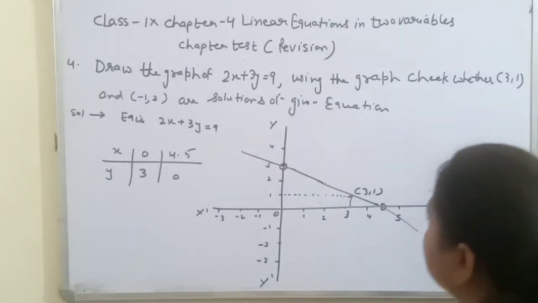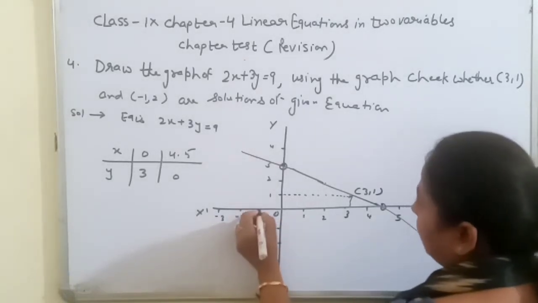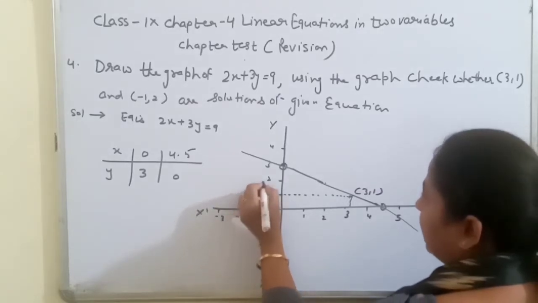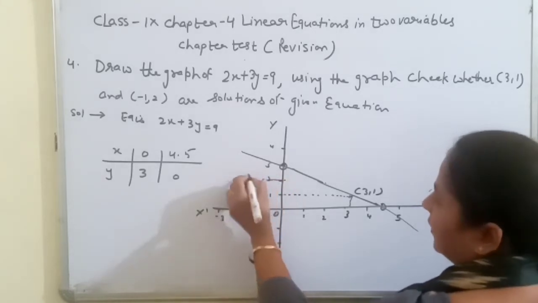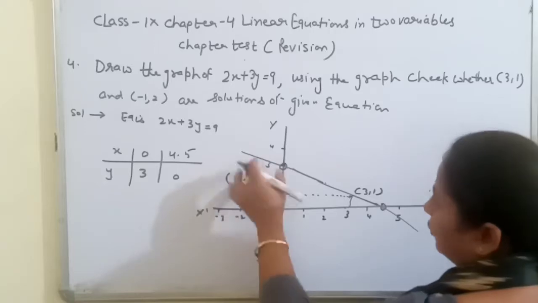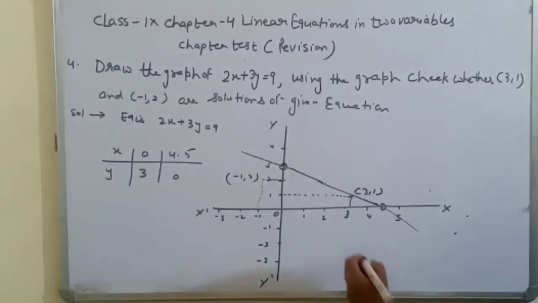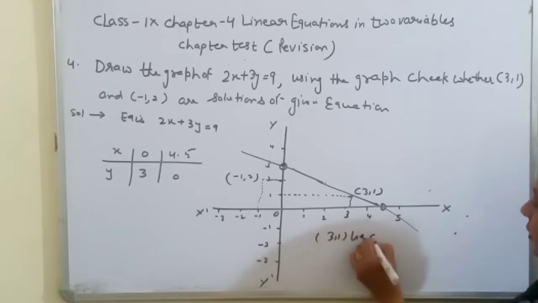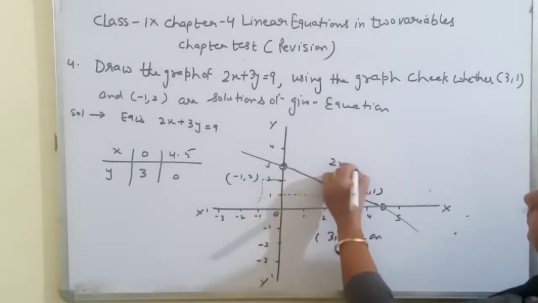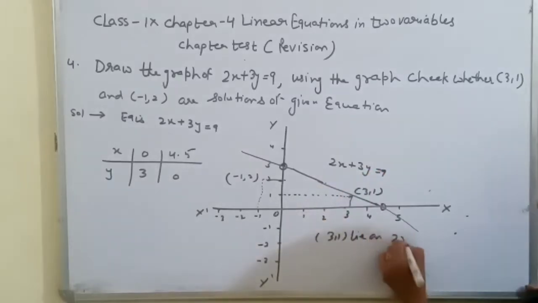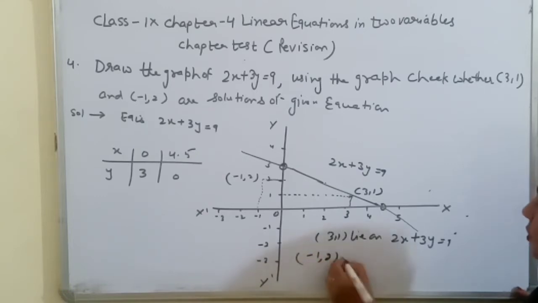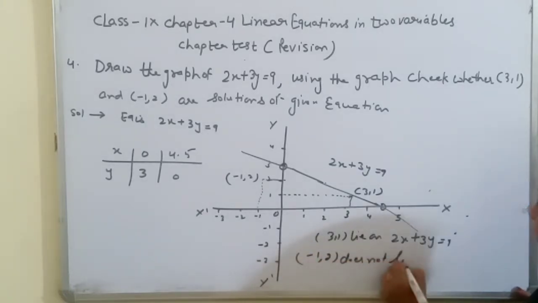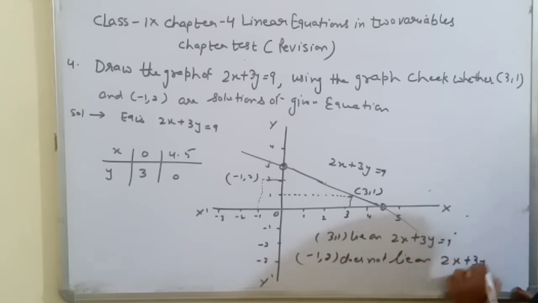Second, x is minus 1, y is 2. You can see here that minus 1 and 2 does not lie on the given straight line. So here we can say that 3 and 1 lie on 2x plus 3y equals 9, and minus 1 and 2 does not lie on 2x plus 3y equals 9. So this is not a solution for the given line.